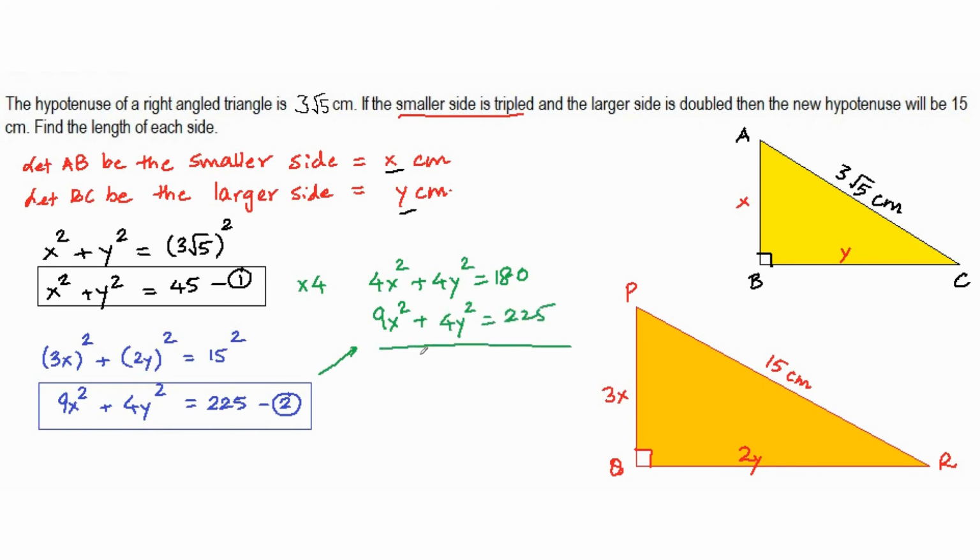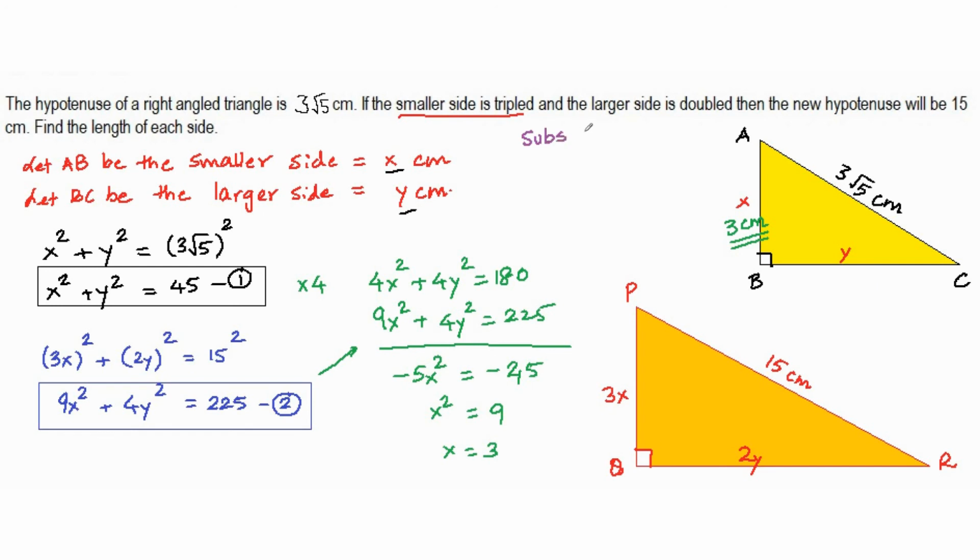If I now subtract, y square vanishes. So 4x square minus 9x square is minus 5x square is negative 45. And therefore x square is equal to 9, which means x is again positive 3. Again, we have to say that we are discarding the negative value of x because side cannot be negative. Therefore, the side of the triangle is 3 centimeters. Now it's possible to find the value of y. Again, simply substituting the value of x will help.